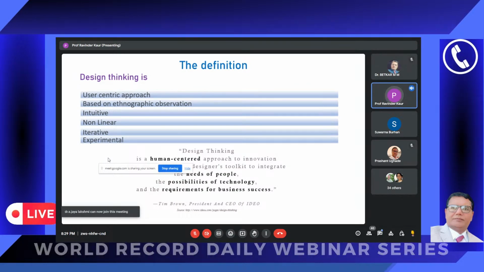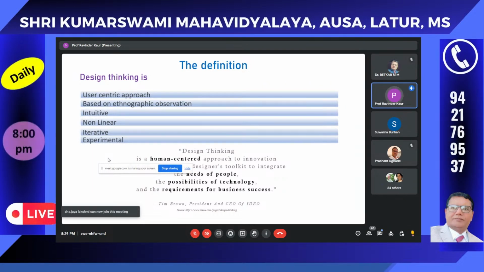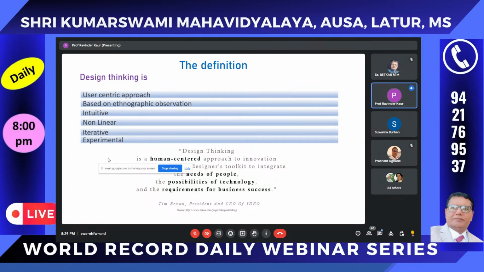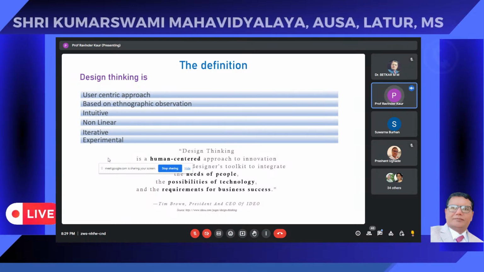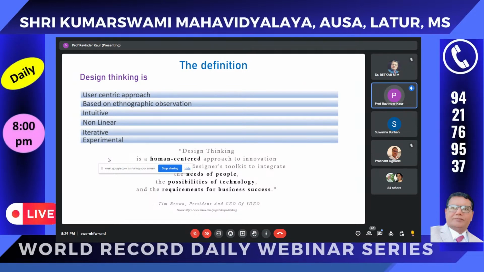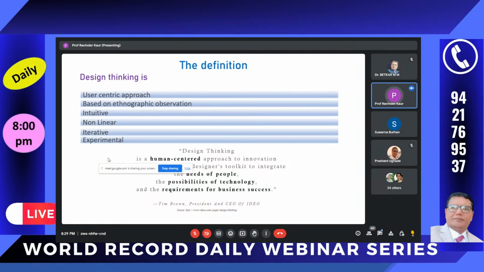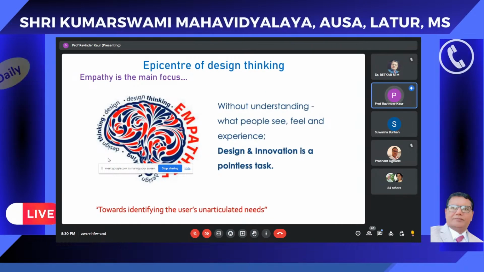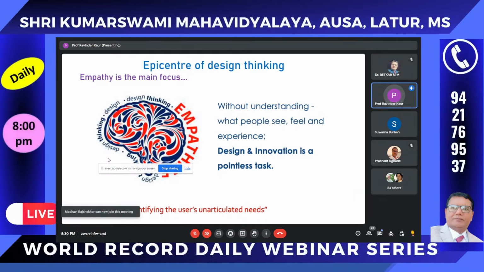Then is whether I have resources or the technology to give that solution. That means I talk in terms of feasibility, technology. And third, whether I'm going to be able to sustain that solution or I'm going to get profit in the long run. So whether it will be successful or not, that is known as viability. So we always talk in terms of three parameters: desirability, feasibility, and viability.